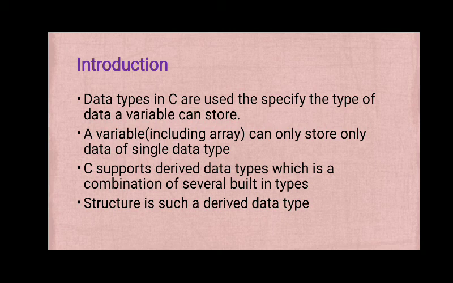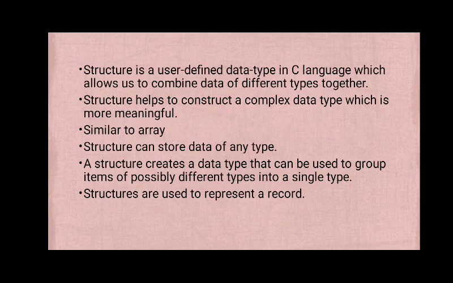Such data types, which are a combination of various built-in data types, are called structures. They are also called derived data types. A structure is a derived data type which is a combination of multiple built-in data types. It is a user defined data type, a combination of different data types together. It can have an integer value, a floating point value, arrays, characters, any kind of values is possible.